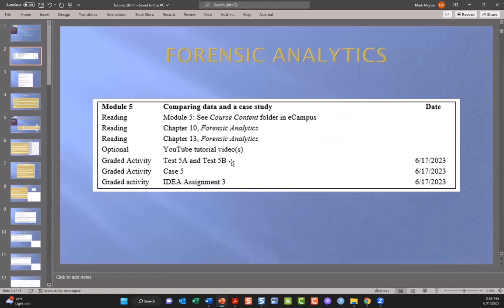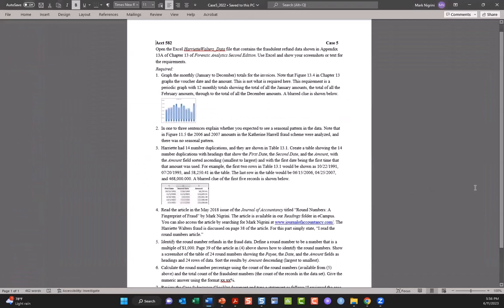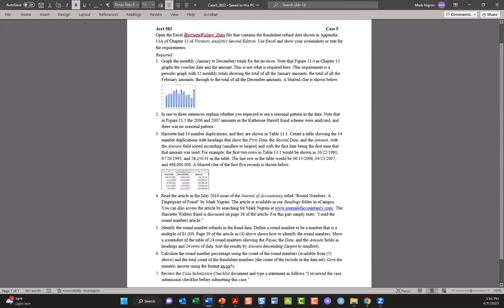Test 5A and 5B, you've done the tests, you do well there. Case number 5. So this is Harriette Walters. We have all those fraud numbers. You remember I went through the fraud numbers, started at 4,000 and ended up near the 410,000. And we're going to do certain tests here on Harriette's numbers using Excel.